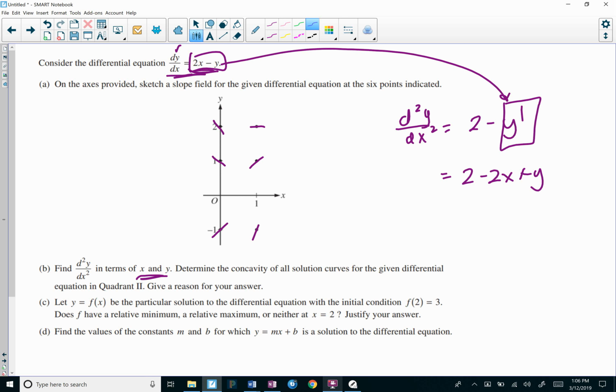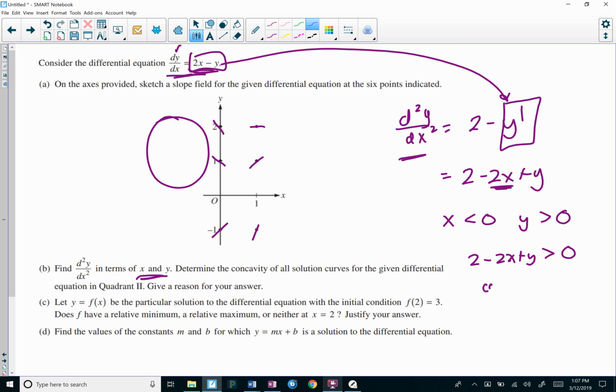Now it says in quadrant 2, determine the concavity. In quadrant 2, x is negative, y is positive. So if x is negative, you're going to have 2 minus a negative times a negative, which is positive, plus a positive. So 2 minus 2x plus y is always going to be positive. The second derivative is positive, therefore concave up. And that is my justification. I showed the second derivative is always positive. Part B is worth 2 points total.